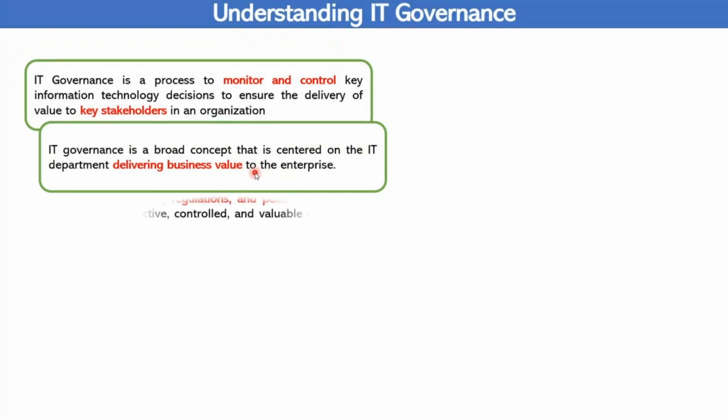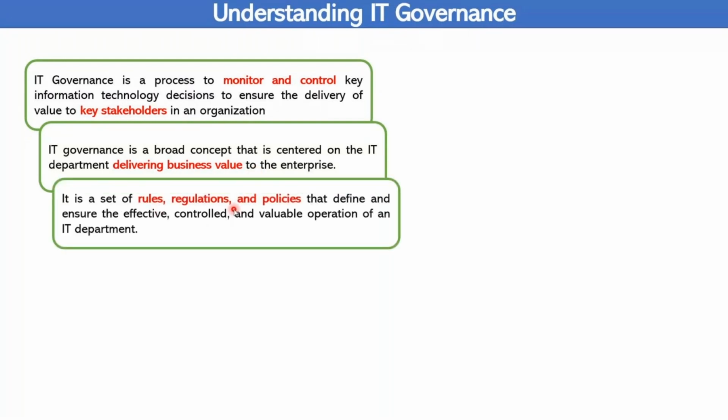So governance, in simple words, is a set of rules, regulations, and policies that define and ensure the effective, controlled, and valuable operation of an IT department. Regulations, for example: any bank in any country is regulated by the central bank. So there needs to be some sort of regulation to ensure that proper governance is in place. And policies are the intent of senior management. Fine.